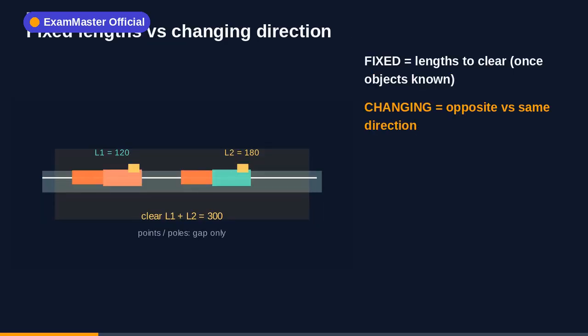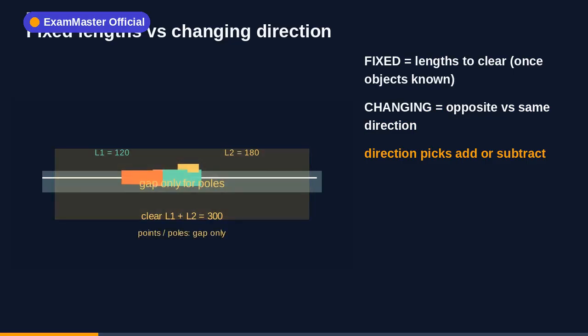Before calculating, separate what stays fixed from what changes. The lengths to clear are fixed once you know the objects. Direction, opposite or same, changes which relative speed you use.